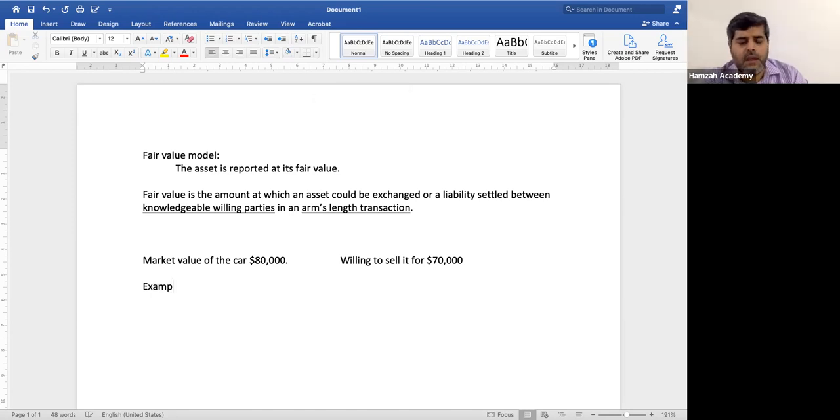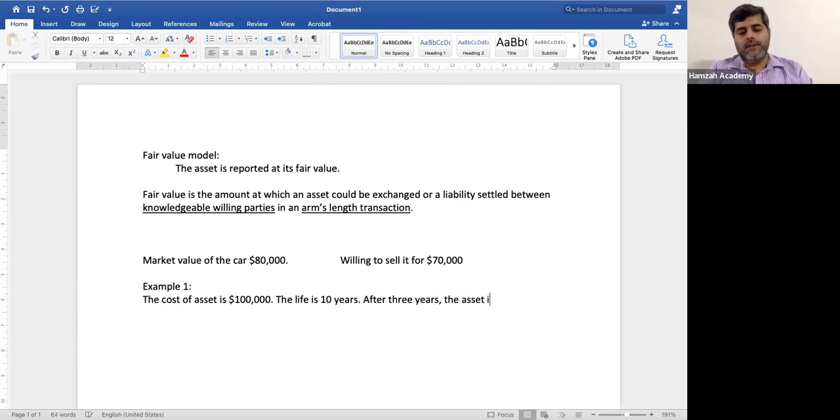Now, how do things work? For example, the cost of the asset is 100,000. The life is 10 years. After 3 years, the asset is appraised as having a fair value of 90,000.